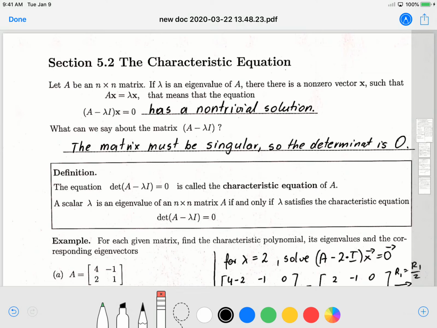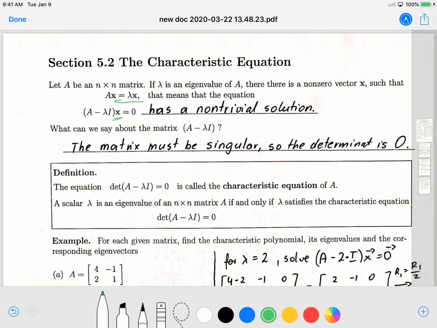Characteristic equation. Let A be an n by n matrix and lambda be an eigenvalue of A. There is a non-zero vector x such that Ax is equal to lambda x. That means that if we bring this one over to the other side, the equation Ax minus lambda identity x equal to 0 must have a non-trivial solution, because x is the solution to the homogeneous equation.